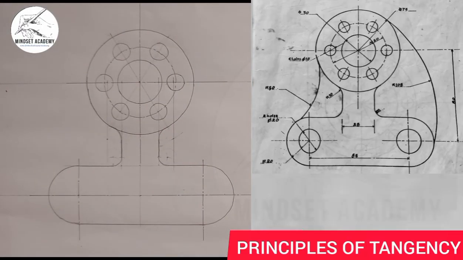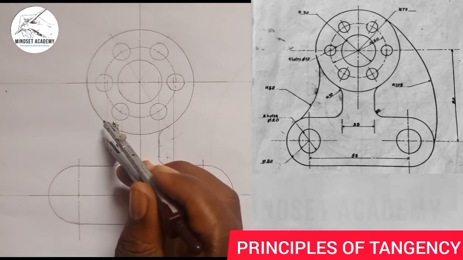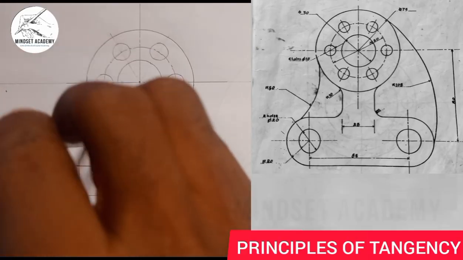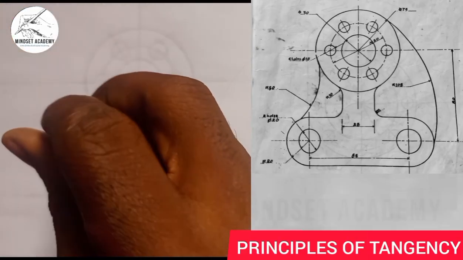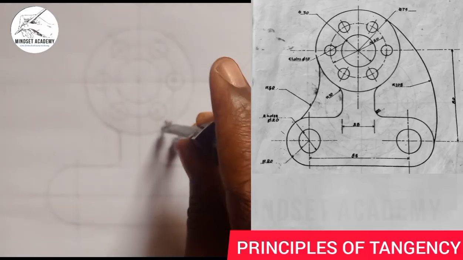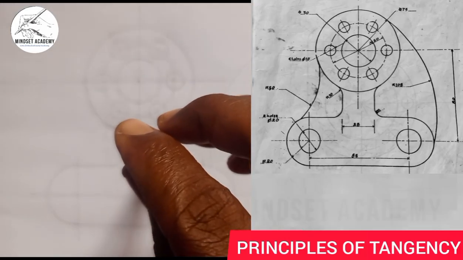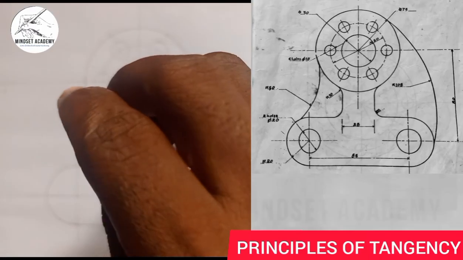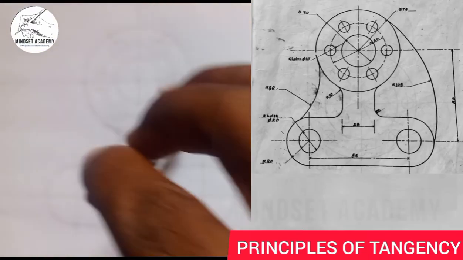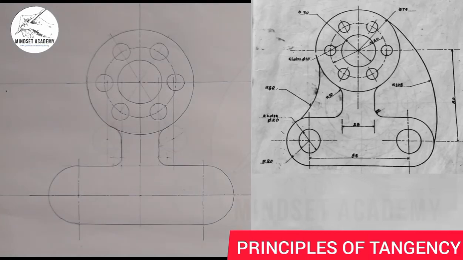Now remember, you don't have to do this. This is another circle here. So it is made up of what? Of circles. This is another circle here. Hope you can see that.